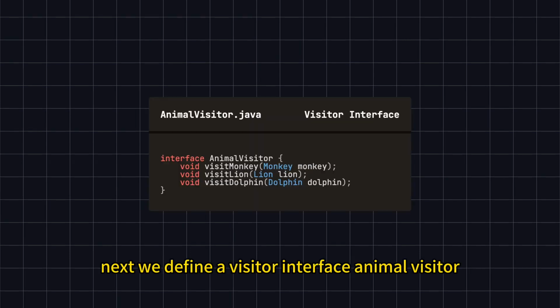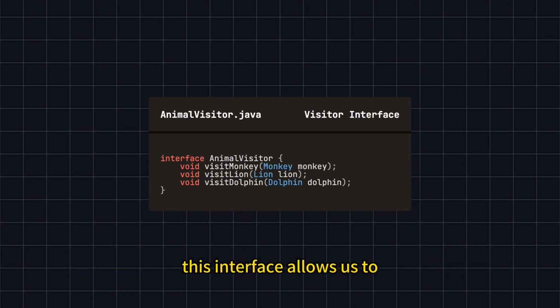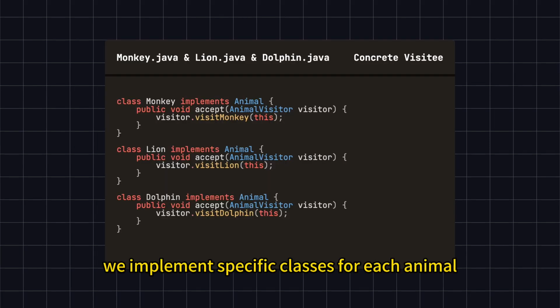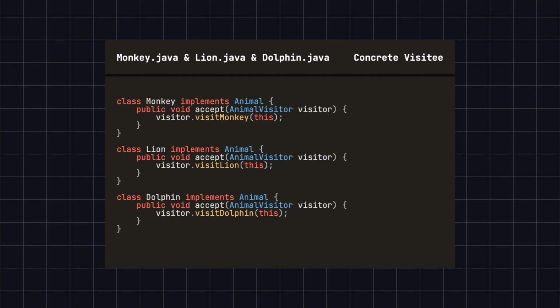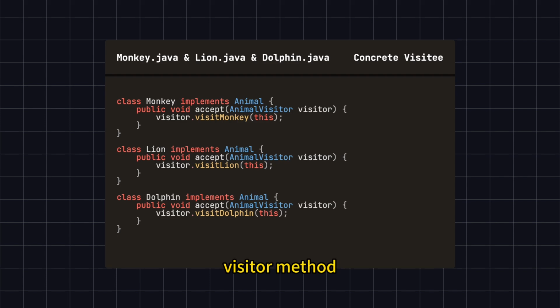Next, we define a visitor interface, AnimalVisitor, which specifies visit methods for each type of animal. This interface allows us to easily add new operations for different animals. After that, we implement specific classes for each animal and include the accept method in each one. Each accept method directs the operation to the appropriate visitor method.